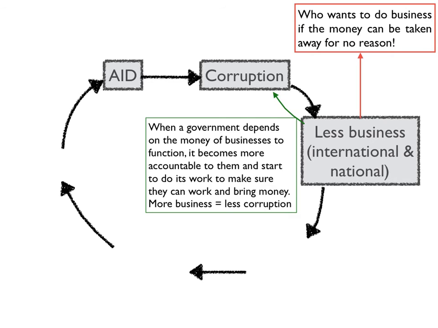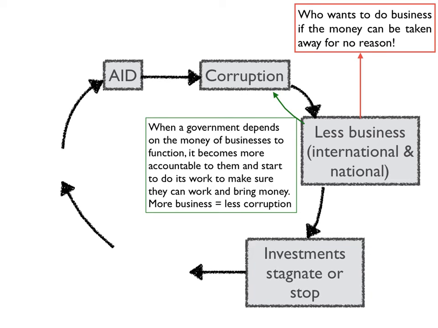On the reverse side, when a government depends on the money of businesses to function, so right, businesses usually have to pay taxes to a government, so they are paying money to the government, but this time in a legal way. Well, when a government starts depending on taxes from businesses, they become more accountable to them. So they try to work with them instead of against them. And also they try to make sure that businesses can grow bigger and stronger, because bigger and stronger businesses mean more taxes. That's why I say more business means less corruption.